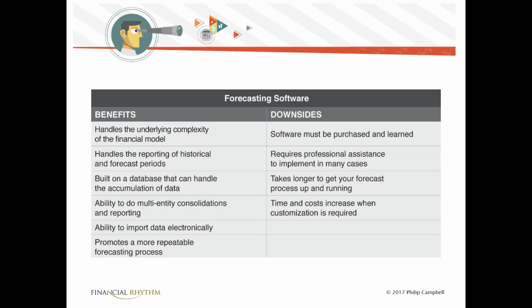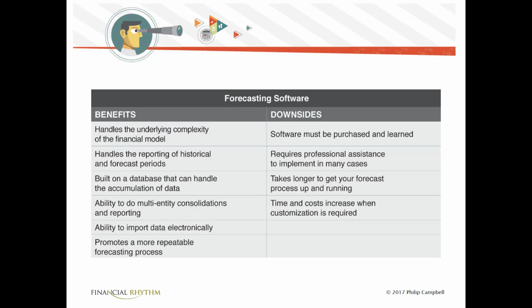consolidations, which is important. It adds a lot of complexity if you've got multiple entities that you have to consolidate. It makes it real easy to import data electronically, and in general promotes a more repeatable forecasting process, because when you've got a model there, you can import the actuals when the actual financials come out. It makes it a whole lot easier to see what's going on and to consider what kind of changes in the forecast software you're going to make.